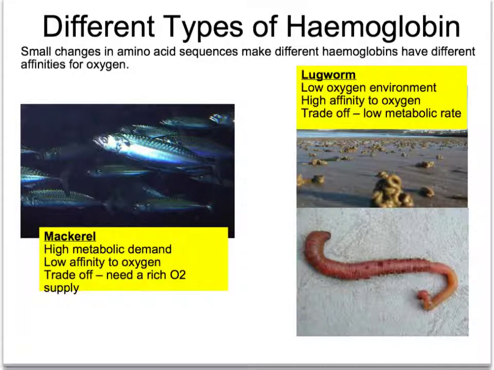However, the trade-off is they can only live in a high oxygen area. So they can only live in well oxygenated conditions because they need that high level of oxygen to enable the hemoglobin to bind with the oxygen, because it's got a very low affinity with it.